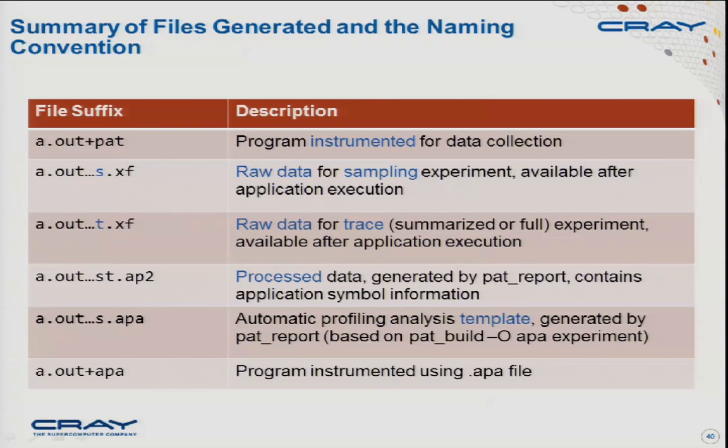So pat_report, pat_build: depends if you're doing sampling or tracing. Pat_build, which we will see tomorrow, is used by Reveal. If you are using APA, when you do APA, pat_report will produce this file here. And this one here is done when you do the new instrumentation, so pat_build using the APA file. This is part of the practicals.